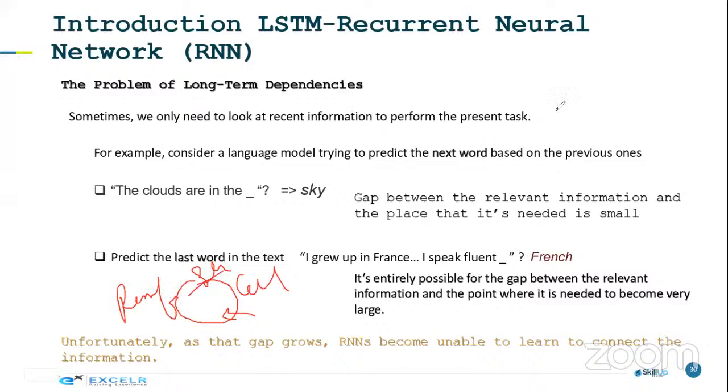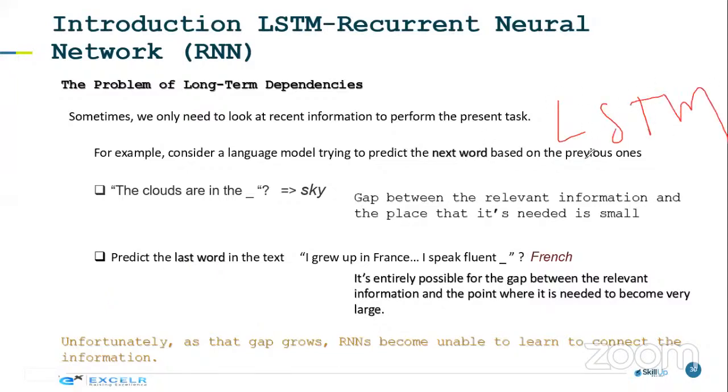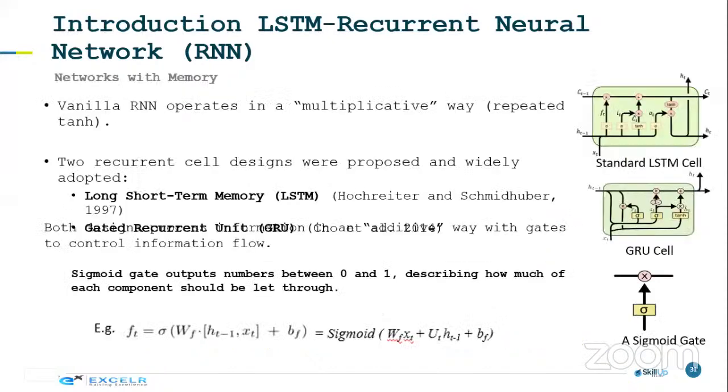And that is how it gave birth to LSTM. Try to understand what LSTM is. LSTM is nothing but a recurrent neural network with a memory. A vanilla RNN operates in a multiplicative way, with repeated multiplication, due to which we were not able to have any kind of memory. In order to solve that, they proposed two flavors: the gated recurrent unit, GRU, and the long short-term memory, LSTM.